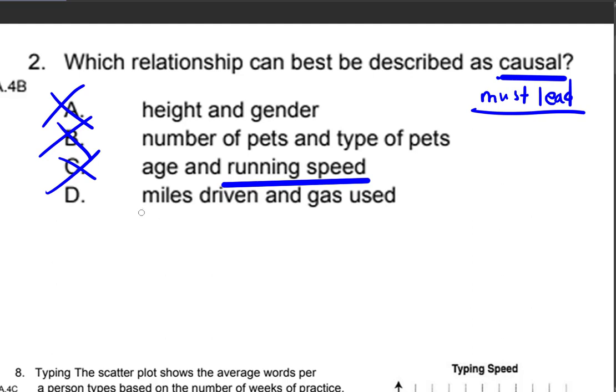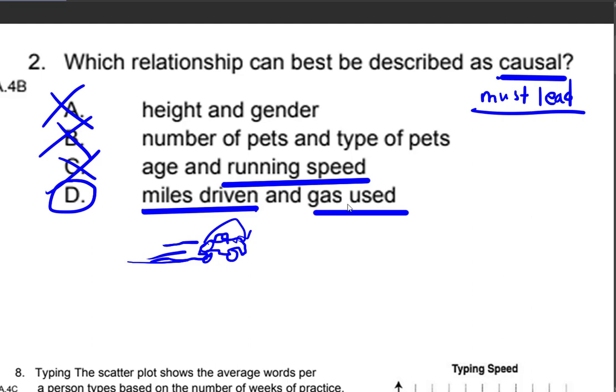How about this? Miles driven and the gas used. If you're in a car and you're driving, assuming we're talking about a gas car, of course, as you drive, you use the gas in your tank to propel yourself forward. Well, that's not exactly how it works, but anyway, the internal combustion engine and all that. But you get the idea. As you drive the miles, it must follow that the gas must be used in order to make the car go forward. So therefore, that is the causal relationship. Ta-da! All right, without further ado, let's continue.